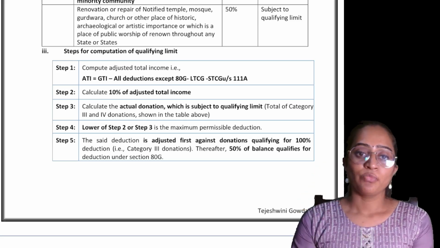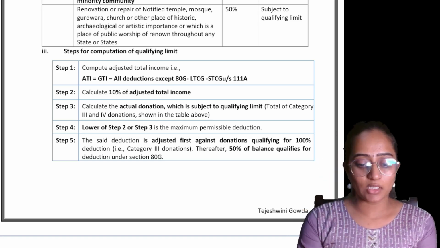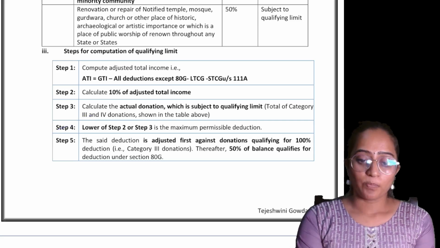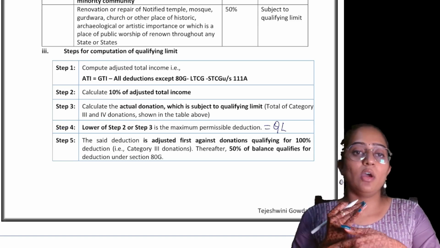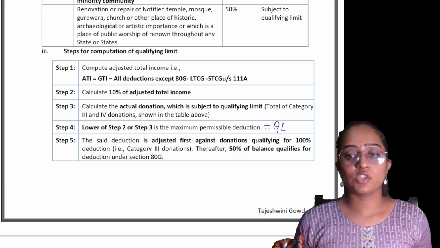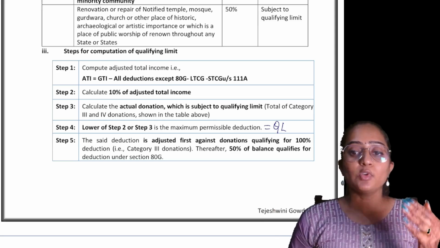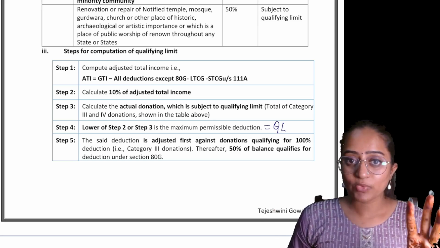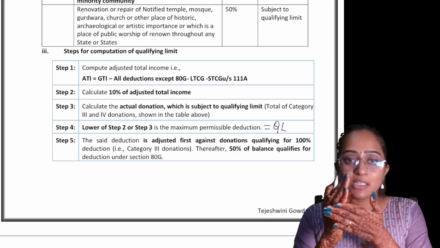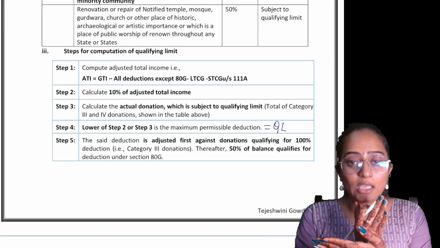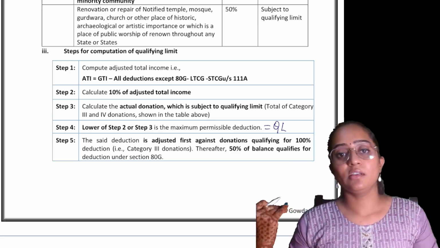Your step 5 would be whatever amount you have considered as your qualifying limit, which you got as the answer in your step 4. Your step 4 will be your qualifying limit. You need to adjust this against your category, and you should adjust it with your donation. Suppose you have made a donation under category 3, that is 100%, and you have also made a category 4 donation. You have to adjust that amount against category 3 first, then give the remaining amount under category 4, and then give the deductions over here.